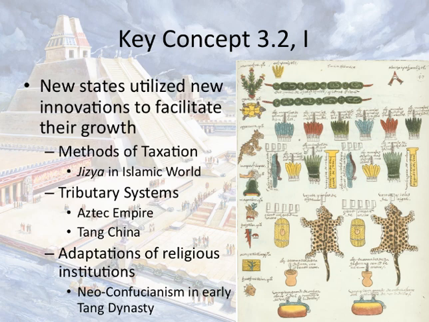You also see these new states adopt religious institutions. So the Tang Dynasty in China adopts Neo-Confucianism, which is a blending of Buddhism and Confucianism. Buddhism had made inroads during the Han Dynasty and during the subsequent Warring States period. Now, even though the Tang Dynasty was rather tolerant towards Buddhism at the beginning of its reign, it became more intolerant of it and actually persecuted it towards the end of its reign because they felt that Buddhism was becoming threatening. Nevertheless, you see these new states figure out new ways to facilitate their growth.